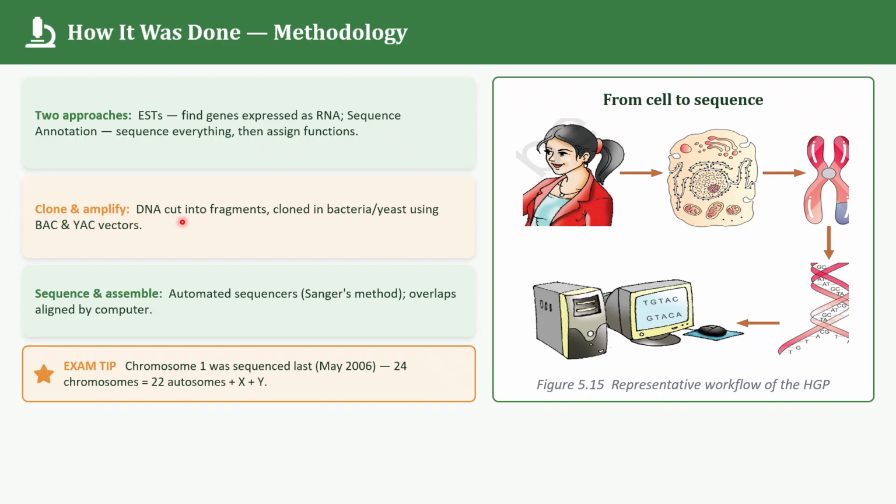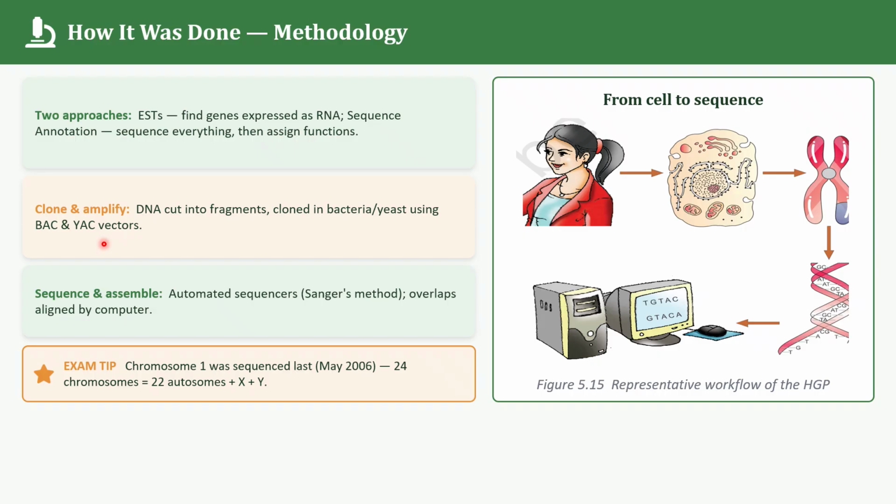The DNA fragments are cut and inserted into suitable host organisms. The commonly used hosts were bacteria and yeast. Here special vectors were used, BAC and YAC. BAC is the bacterial artificial chromosome, and YAC is the yeast artificial chromosome. And then step 5, the amplification process. In the amplification, the DNA fragments are copied many times through cloning, and this produces sufficient DNA for sequencing.